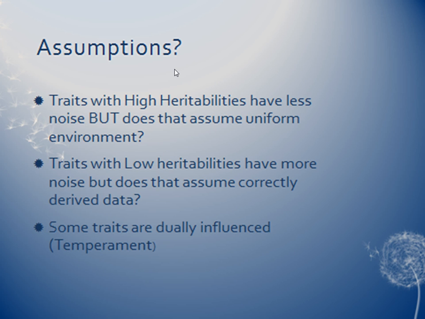So we had to make some assumptions. As I just said, the traits with high heritabilities have less noise, but does that assume a uniform environment? The point I just made. The traits with low heritabilities have lots of noise. The reason we say fertility is not very highly heritable is we've done a poor job as scientists figuring out what the real heritability of fertility is. I made that point early on in the presentation over in the other room. And then there are some traits that are dually influenced. Temperament is a great example.